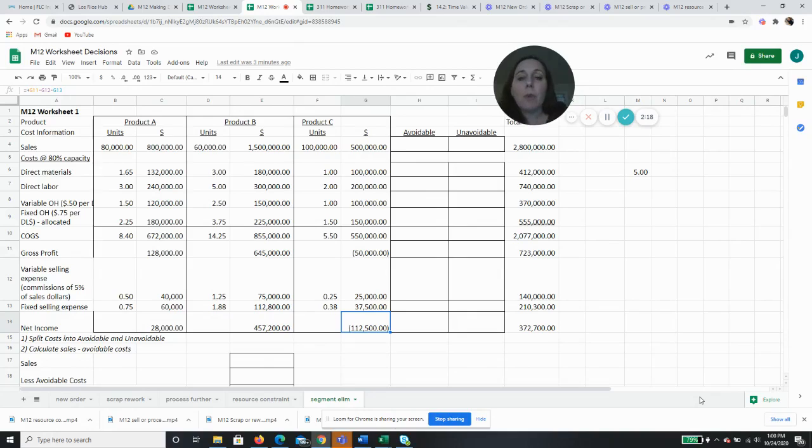Let's take a look. So the way we're going to look at this financially is we're going to say which of the costs related to product C are avoidable and which are unavoidable, meaning if I don't make product C, which of these costs go away?